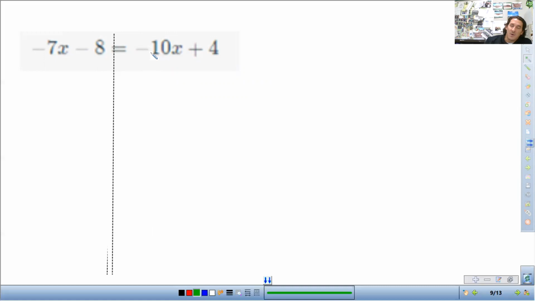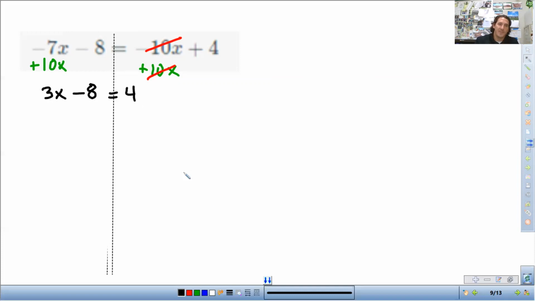Since it's negative 10x, I'm going to add 10x to both sides. Negative 10x plus 10x, that's 0, that cancels out. So over here, negative 7x plus 10x. Think about it on the number line. Negative 7 is to the left of 0. We're adding 10, so we're counting to the right. So we're going to cross over into the positive values. This comes out to be 3x, positive 3x, minus 8 is equal to 4.